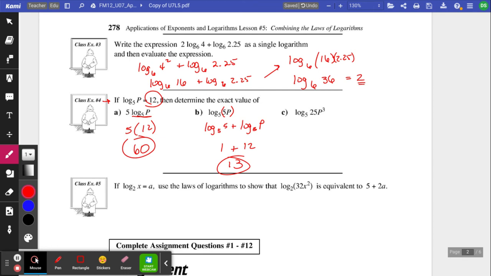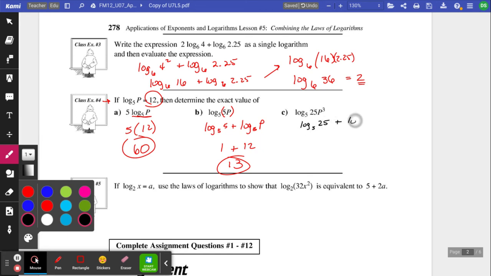All right, same thing on part C. I'm going to write it as an addition statement. I know what log base 5 of 25 is. It's 2. And over here, the 3 can come down in front. Okay, I'm going to copy this 2 and this 3, but log base 5 of P, there it is again. So 36 plus 2 is 38. Nice.